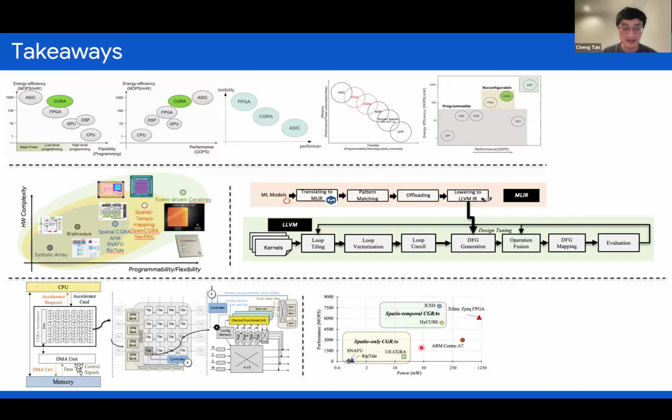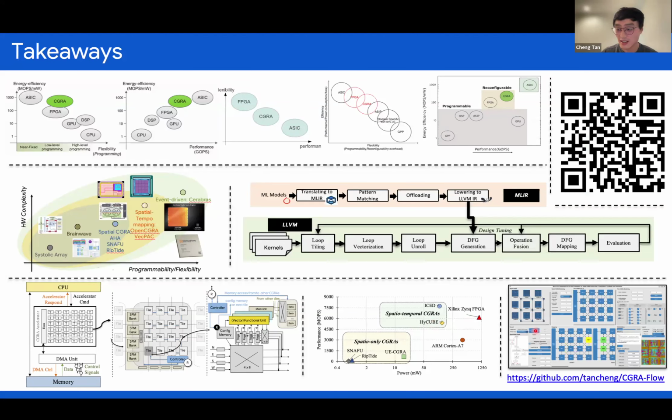And CGRA, as I mentioned before, is a trade-off point here, achieving better power efficiency than CPU and better flexibility than ASIC. And this is our toolchain, and the QR code links to this repository. If you are interested, please just play with it. And if you want to contribute on any related topic, publish a paper, or collaborate with us, please feel free to contact me. Yeah, that wraps up my talk. Thanks.